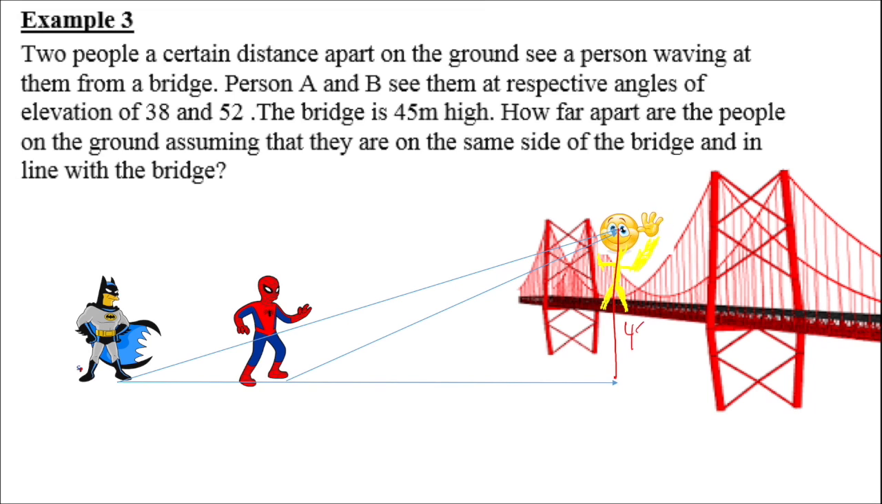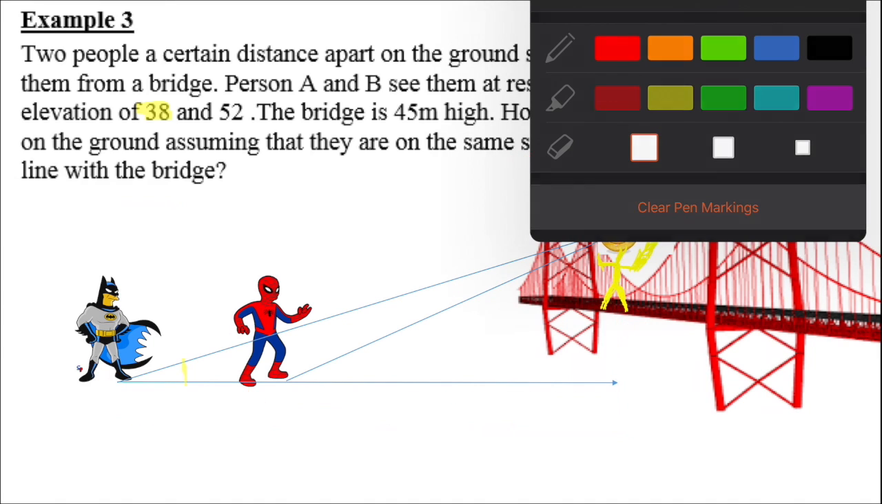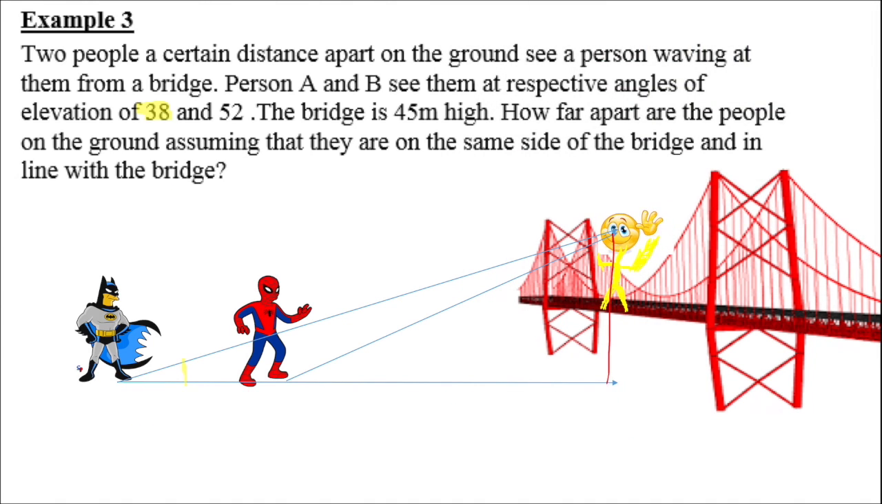The bridge is 45 meters high. How far apart are the people on the ground, assuming they're on the same side of the bridge and in line with the bridge? So what's this distance? Well, we can find this distance, and we can find this distance. Okay, how do we do that? This is 45.